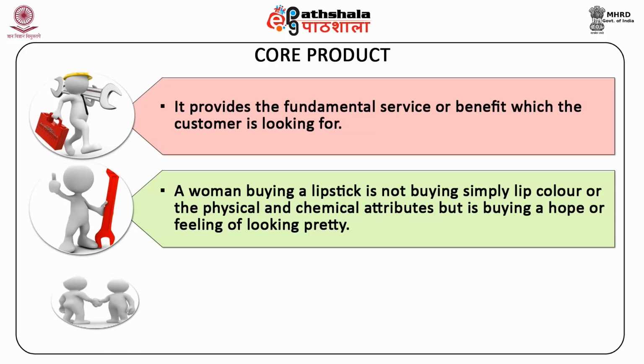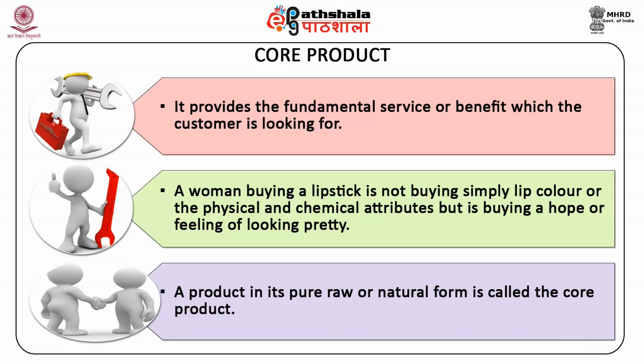In other words, a product in its pure, raw, or natural form is called the core product, as in the case of tea leaves, which are freshly plucked from the tea gardens and after processing get converted into the core product.